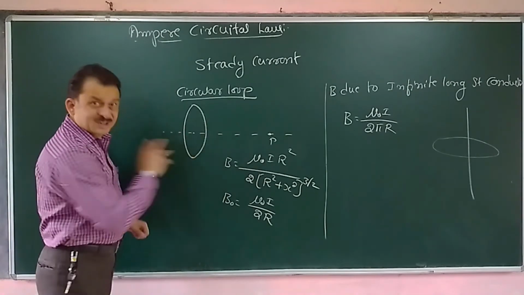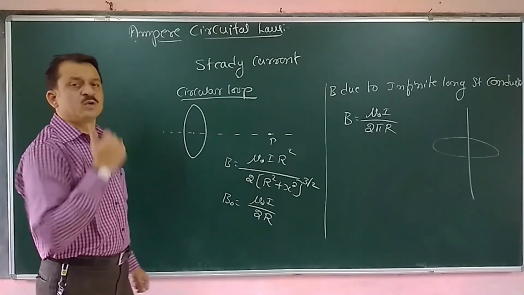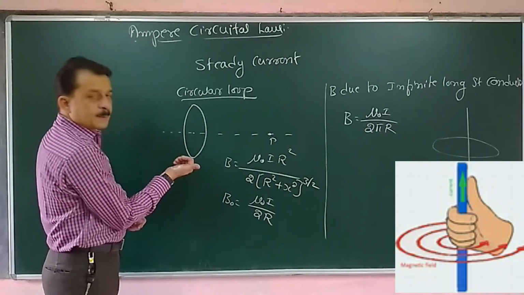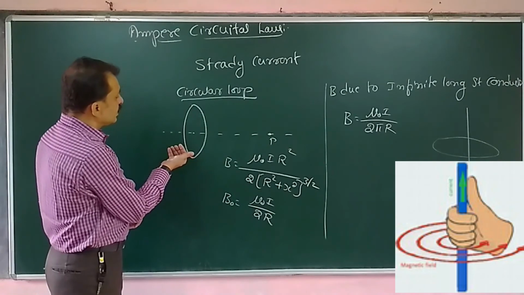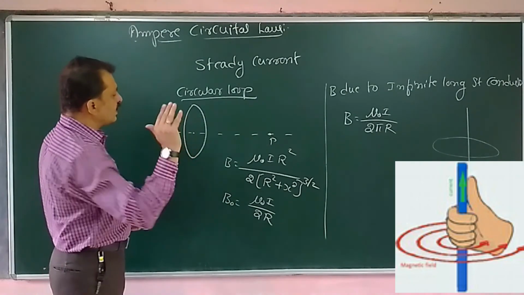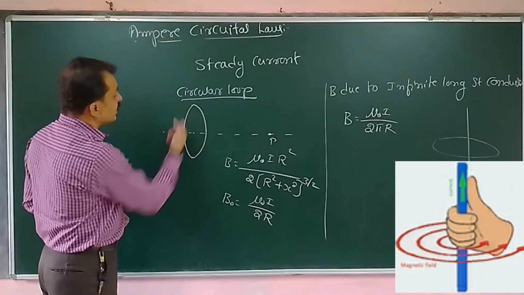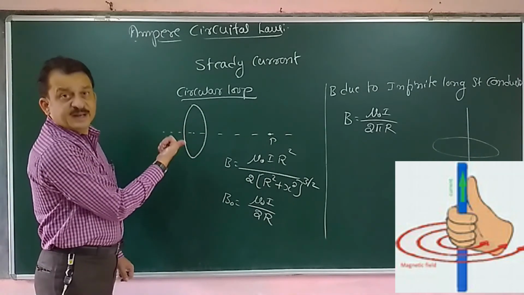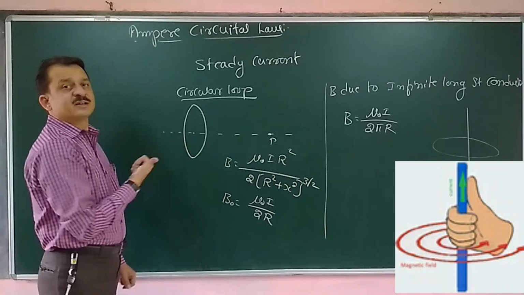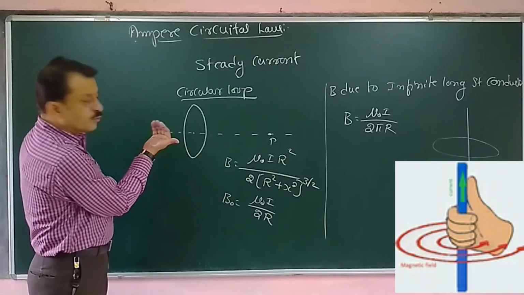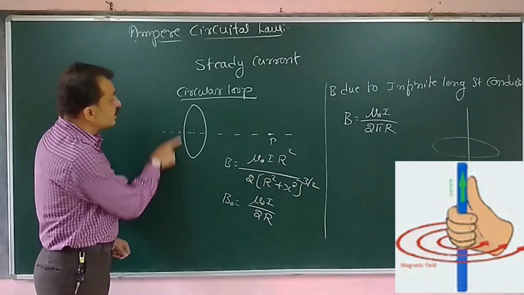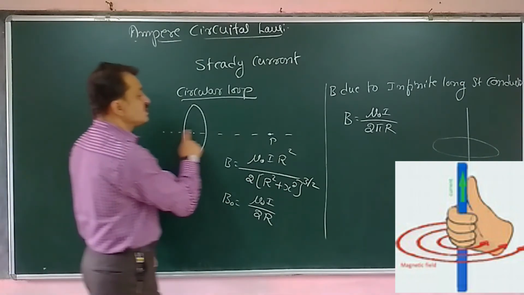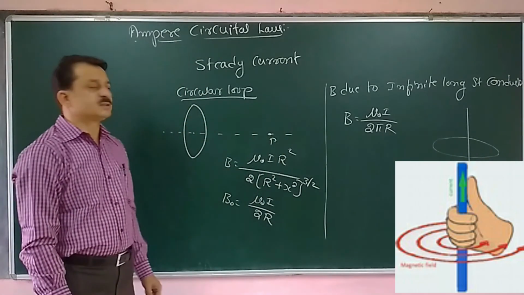Now the direction in both the cases is given by the right hand rule. We have told that one. Now here if you curl the four fingers enclosing the current carrying loop, then the extended thumb indicates the direction of the magnetic field. The curled four fingers represent the direction of the current. The extended thumb represents the magnetic field.